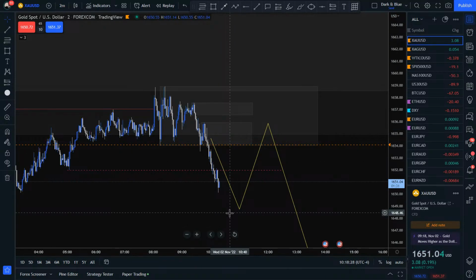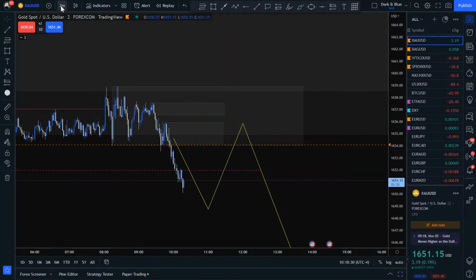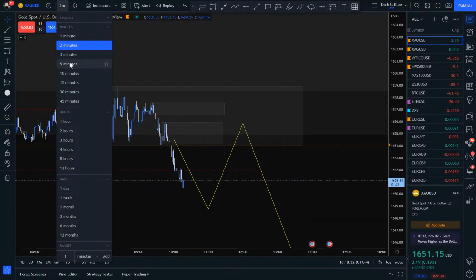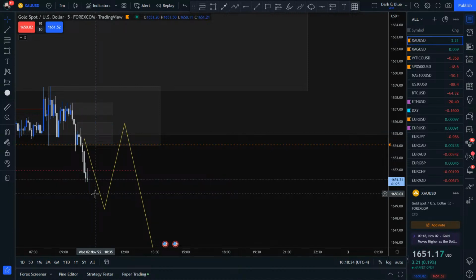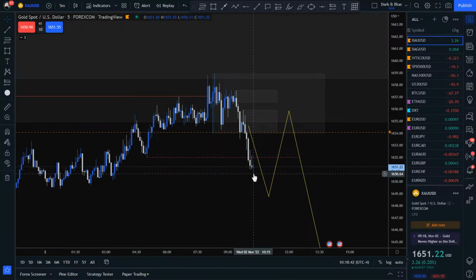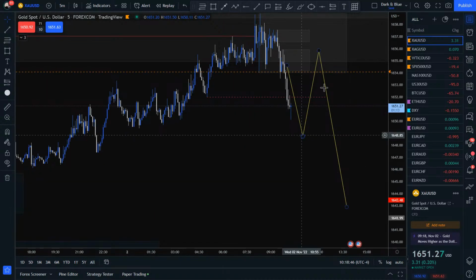This one here, this is on the 2. Let me see what that looks like on the 5. Unmitigated. We got moved over. All right. So we'll see. We might get that turn here. And that would be perfect in my view.